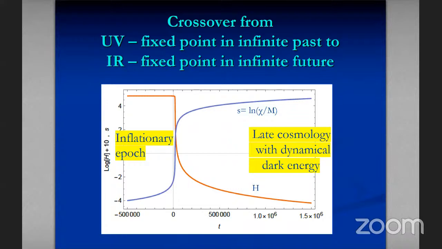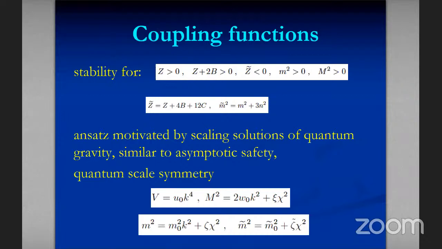So, of course, the cosmology is only specified once you define your coupling functions that appear in the effective action from which you derive the field equations. And I will assume a simple form that is actually motivated by quantum gravity, namely by quantum scale symmetry, by scaling solutions similar to asymptotic safety. The form is that there's a renormalization scale K, which is the only scale in the problem. The potential is just proportional to K to the fourth, just a constant. The field-dependent Planck mass has a constant term, K squared, and another term, chi squared.